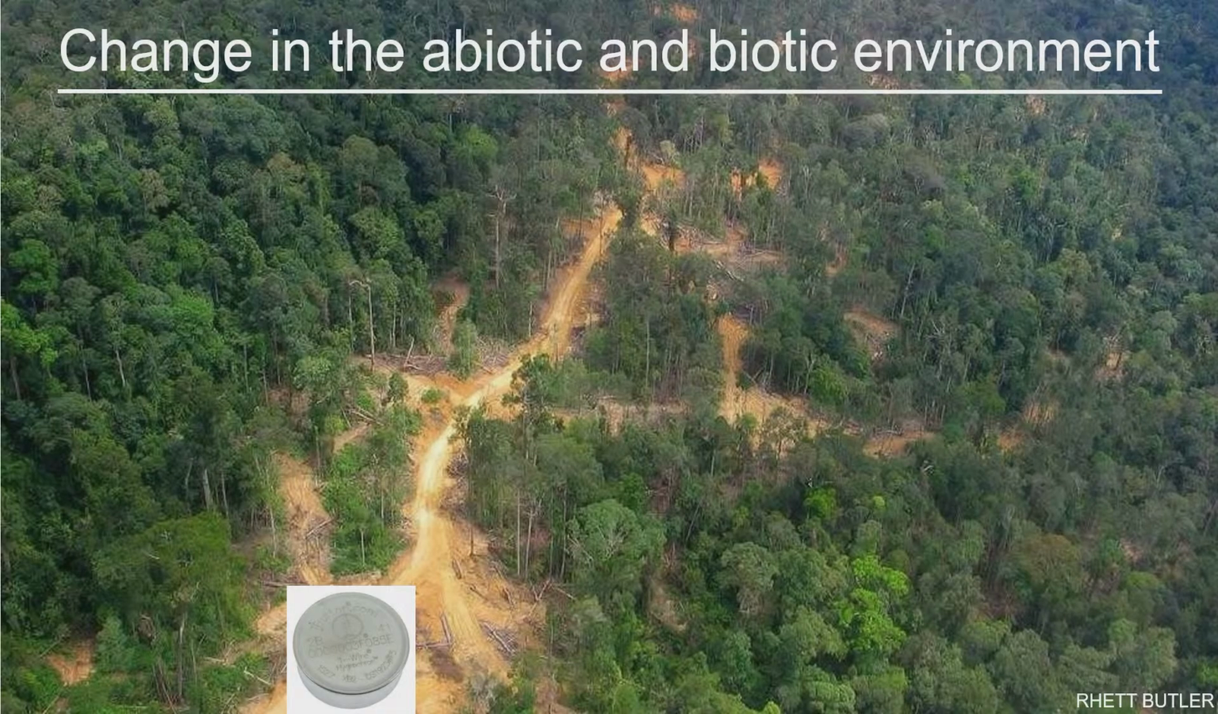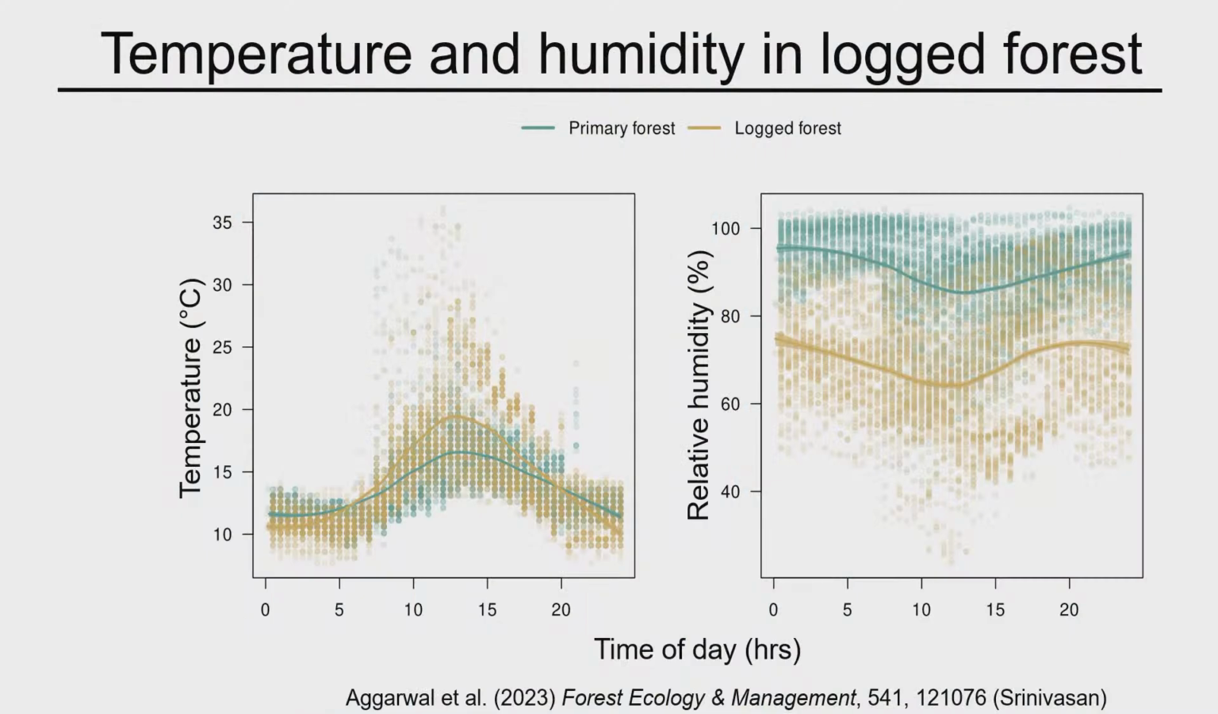The first thing that we did was we put these temperature loggers in the logged and unlogged forests, the primary and the logged forests. And what we found was in the logged forests, it was warmer and also drier, compared to primary forests. Primary forests were cooler and wetter. So you can see that the abiotic environment in primary and logged forests is quite different.